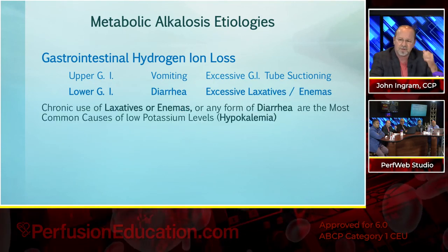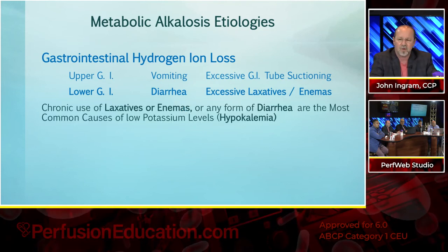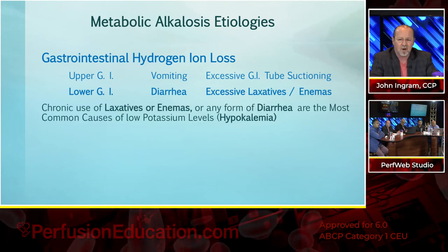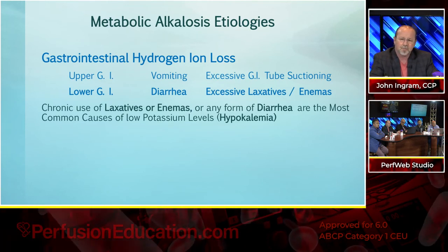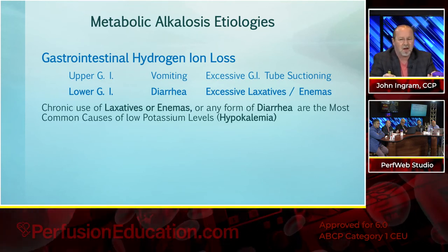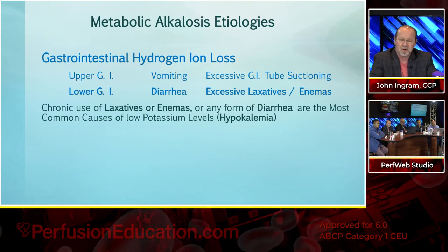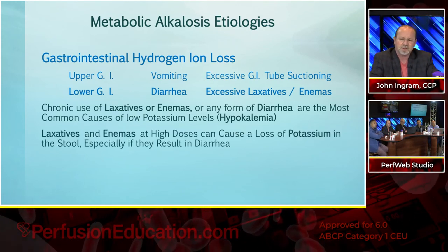So chronic use of excessive laxatives or enemas, or any form of diarrhea really, are most commonly the cause of low potassium levels. So in the upper GI there was a loss of hydrogen ions, but in the lower GI it's largely a loss of potassium. And we're going to see how that affects it.